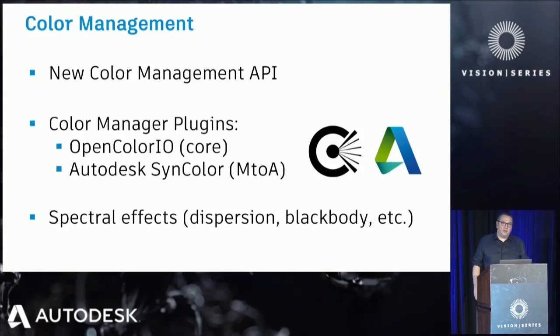Also new in Arnold 5 is complete support for color management. This is actually a new API, and we provide plugins for this color management system. It ships with OpenColorIO in the core, and on Maya only, it supports Autodesk SynColor. You can specify the input color space on textures, output on drivers, and also a rendering color space. In this rendering color space, all spectral effects, such as dispersion, blackbody, melanin color, all take into account the chromaticities of the color space you're rendering in.